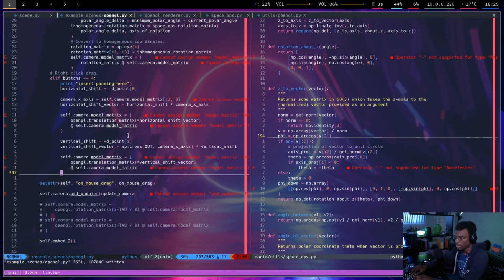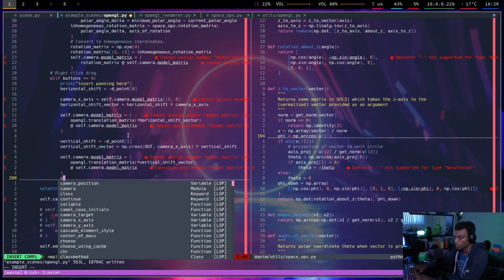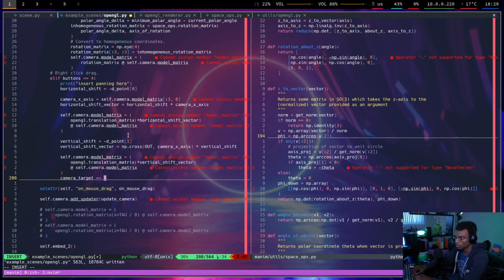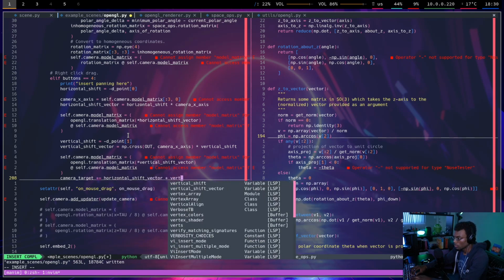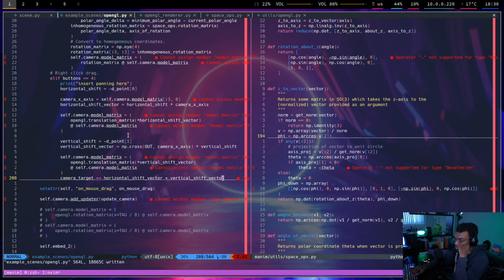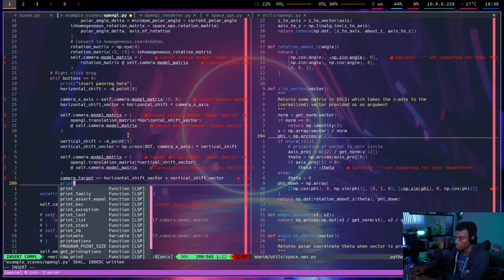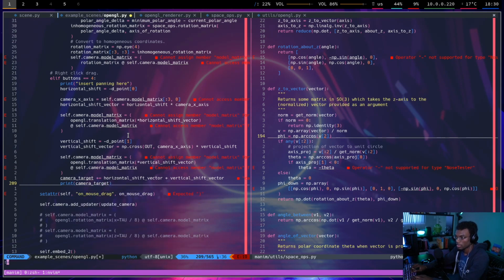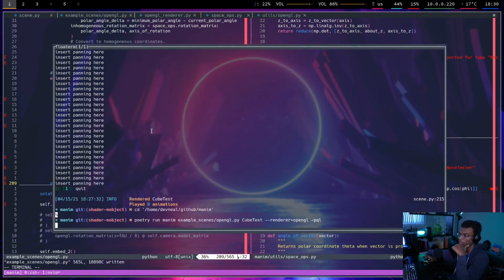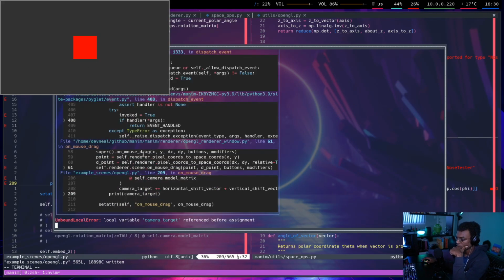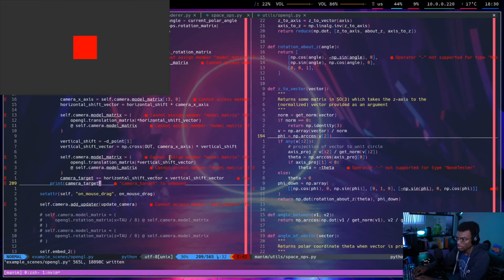Pan by to the camera target. I'll keep these separated. It should be possible to just add these two, the horizontal shift vector and the vertical shift vector. But for now, I'm going to keep them separated. So now I'm just going to print out the camera target on each frame, just to make sure it's doing something sensible. That makes sense.